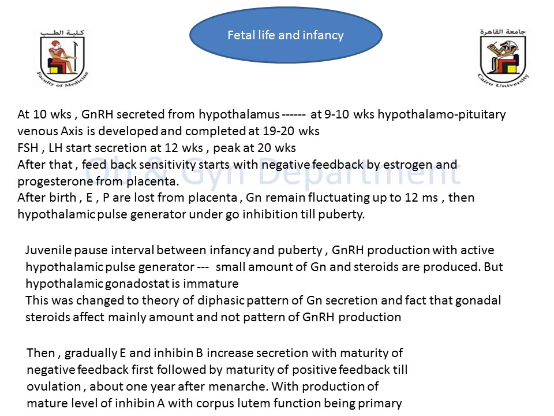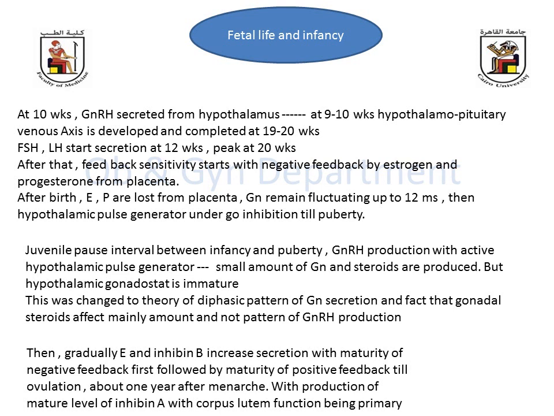After that, feedback sensitivity starts, with negative feedback created by estrogen and progesterone from where? Not from the fetal gonads, but from the fetal placenta. Then, after birth, with labor of the neonate and expulsion of the placenta, the placental hormones estrogen and progesterone are lost. And so gonadotropins remain fluctuating for a period of about 12 months. Then the hypothalamic pulse generator undergoes inhibition and calms into a dormant stage till reaching puberty.